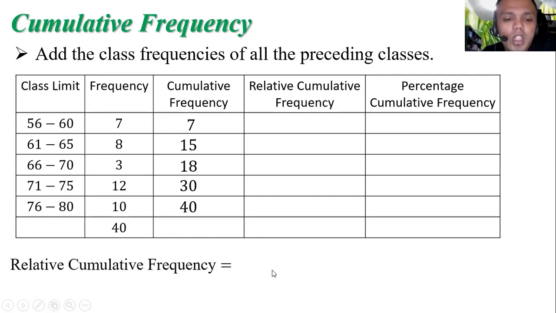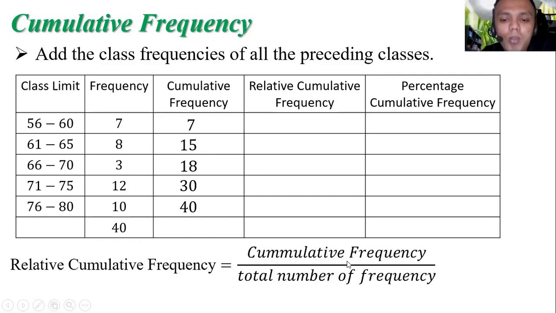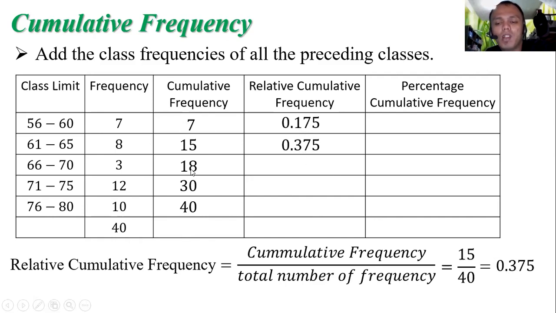Then for the relative cumulative frequency, it is the cumulative frequency over the total number of frequency. So we divide each by 40, because 40 is the total number of frequency. 7 divided by 40 is 0.175. Next, 15 divided by 40 is 0.375. Next, 18 divided by 40 is 0.45. Next, 30 divided by 40 is 0.75. Then 40 divided by 40 is equal to 1.